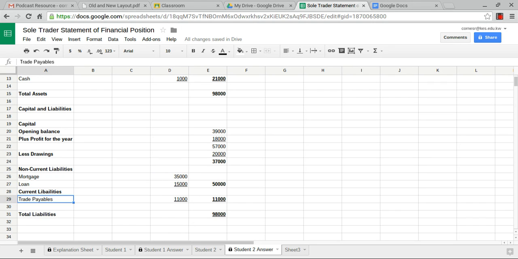And then finally, we have the current liabilities. In this case, we've just got trade payables. And again, I've put all these figures here in bold now. These are the three figures that add together to give you your total liabilities. And what we should do at the end is have a quick check.